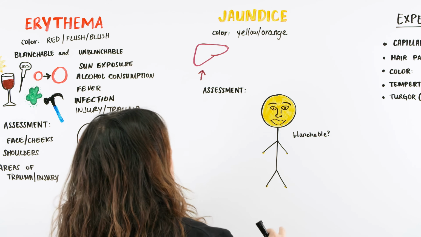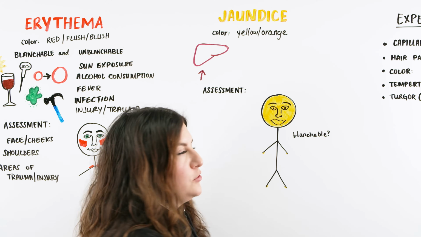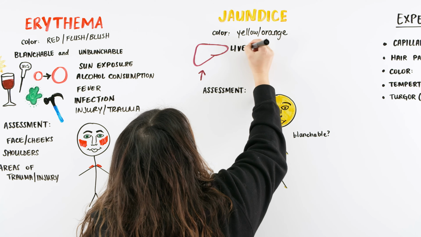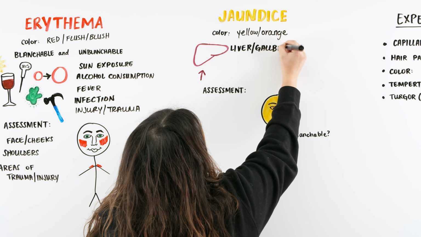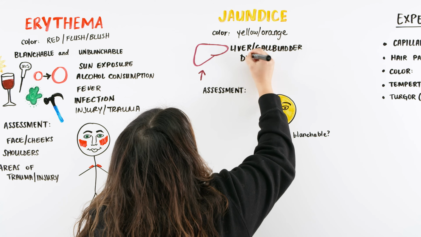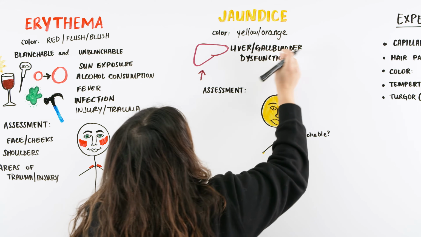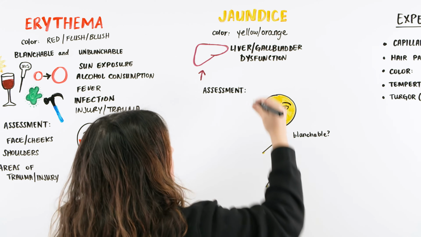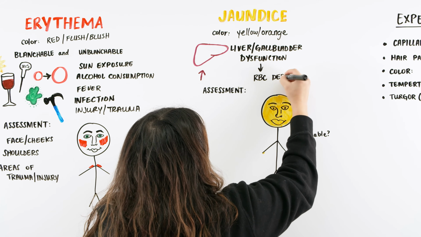So we have a patient who shows up and they're looking jaundice. What are we immediately thinking is possibly the cause for this patient to be looking this way? Well, right here I got this nice liver for you. And we can think either liver or gallbladder dysfunction, okay? And what does that mean? We have an issue with our liver and our gallbladder. It's not working properly, and that could lead to us having some red blood cell, RBC, destruction.